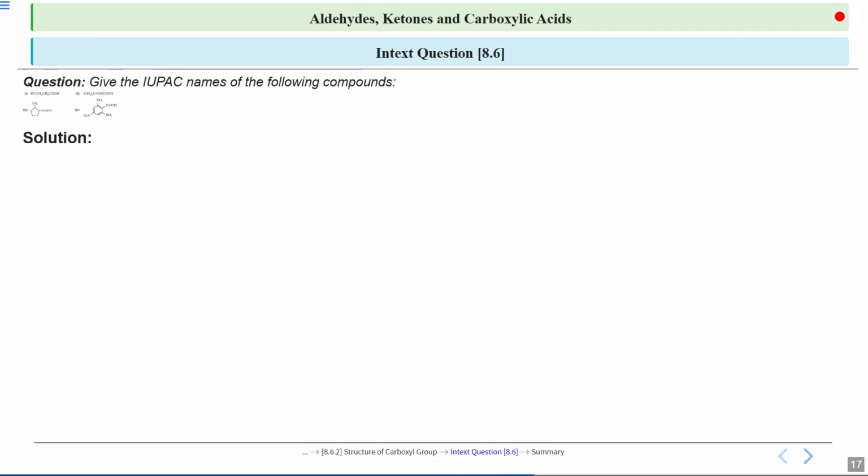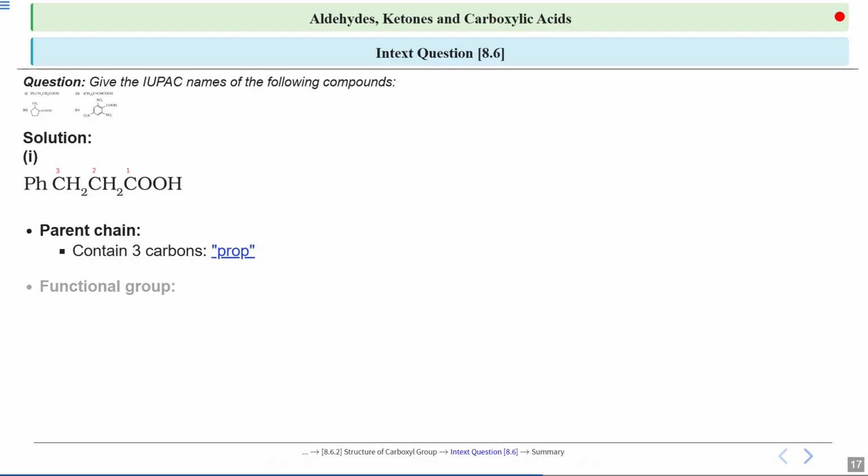Okay, let's see one by one. First it is given PhCH2CH2COOH. First you have to select the longest carbon chain. This is the longest carbon chain. You will do the numbering in such a way that it starts from the carboxylic group, so this will be 1, 2 and 3. The parent chain contains 3 carbons, so the root word is prop.